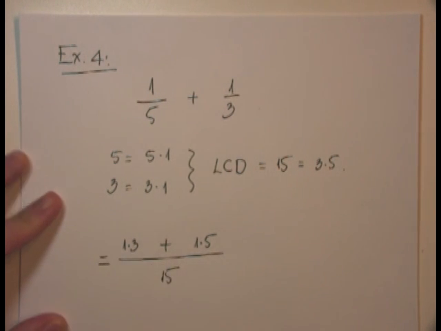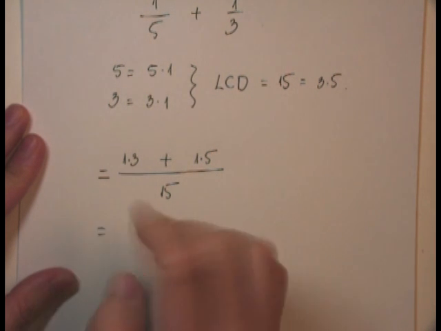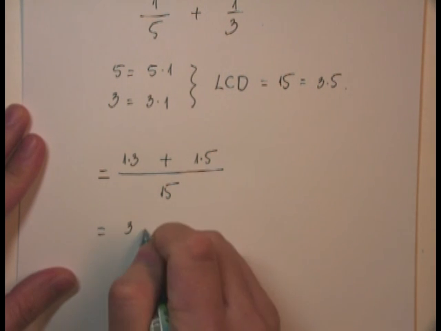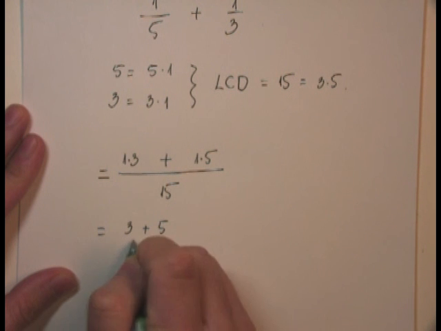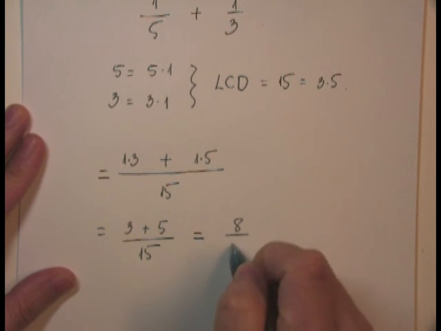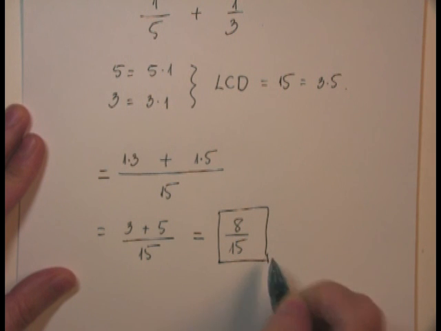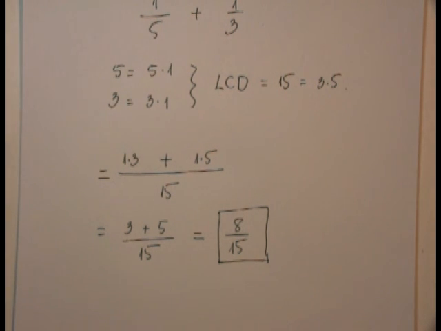And so now in the next step of my problem, that would be equal to, now 1 times 3 is 3, 1 times 5 is 5, so we have 3 plus 5 divided by 15. And so my final answer to the problem would be 8 over 15. And this is how we're adding or subtracting fractions with unlike denominators.